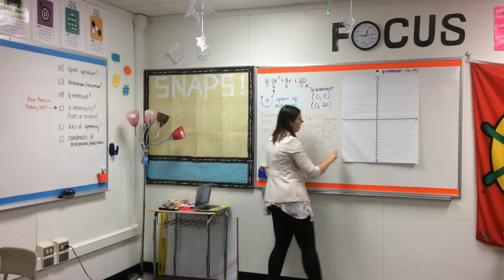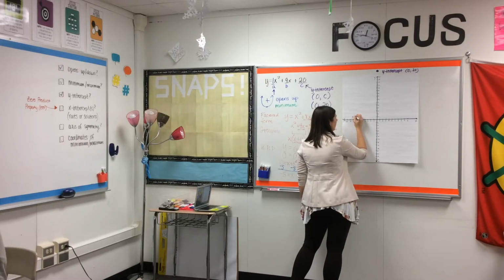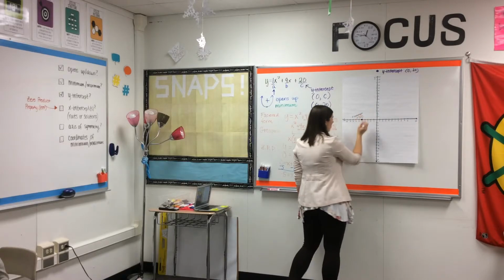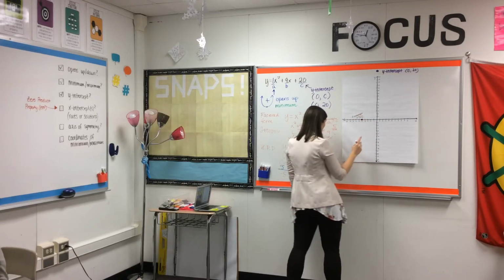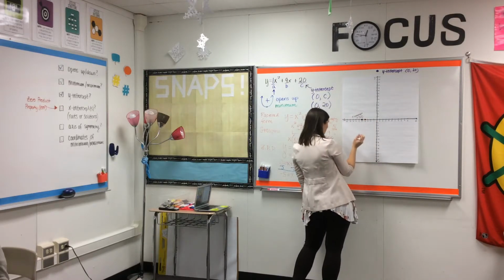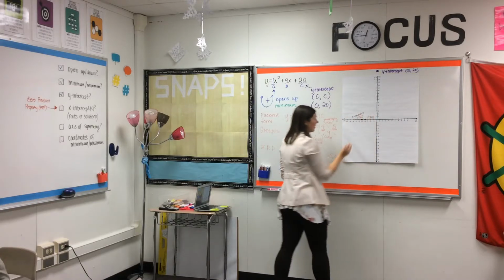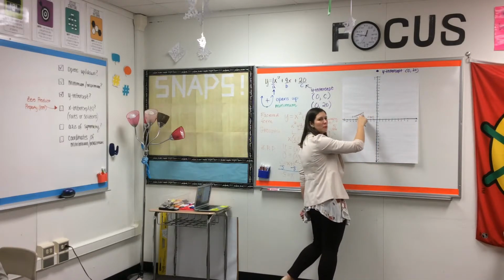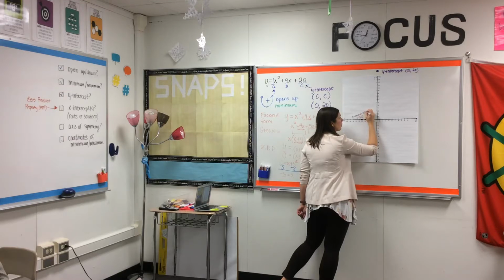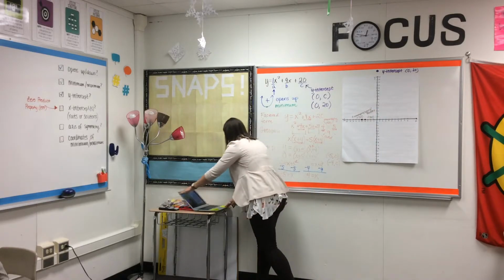So I'm going to graph negative 5, 0. X-intercept, negative 5, 0. It's very narrow. Negative 4, 0. Okay. Negative 4, 0. X-intercepts. Now, I could say x-intercepts. What else could I call them? Roots or solutions. Solutions.